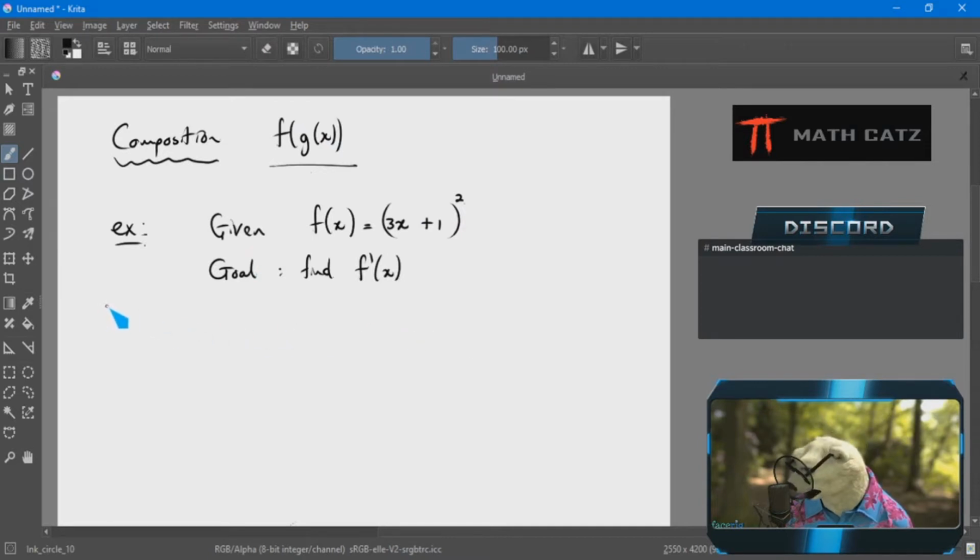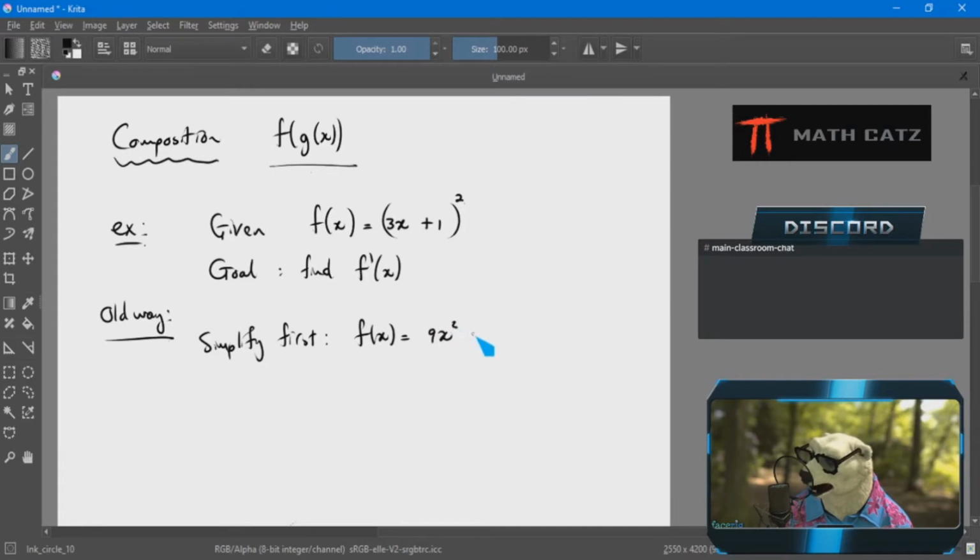Let's suppose the old way. Nothing wrong with it, but it relies on the fact that I don't have too many brackets that I need to multiply. So because it's a bracket squared, my old way is to simplify first, and I can definitely handle this. Simplify first to see the function as 9x squared plus 6x plus 1. We can all do that. Then we find the derivative with our existing properties.